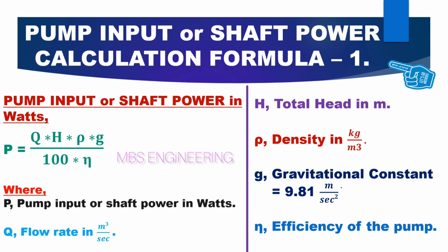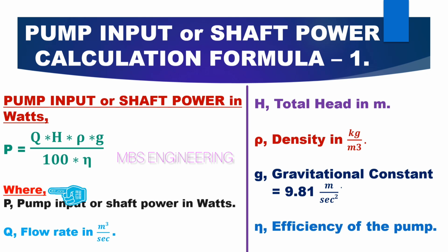Next, we will learn the first formula for pump input power or shaft power calculation. Next, the formula for pump input or shaft power calculation in watts. P is equal to Q into H into rho into G, and the obtained value is divided by 100 into eta.